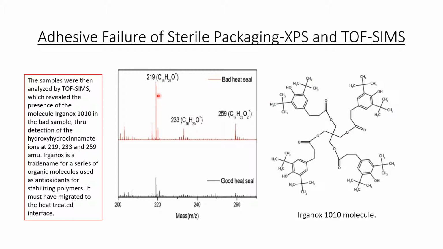hydroxyhydrocinnamate ions at 219, 233, and 259 AMU. Irganox is a trade name for a series of organic molecules used as antioxidants for stabilizing polymers. It must have migrated to the heat-treated interface.